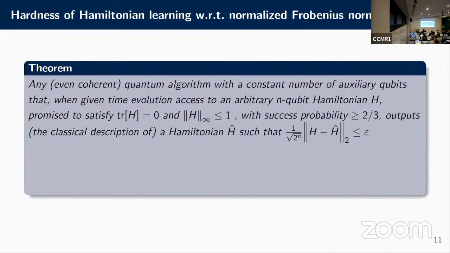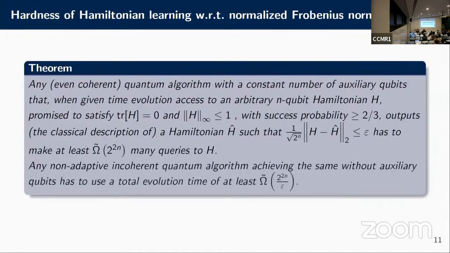So any algorithm that actually solves the learning problem has to make at least 2 to the 2n many queries to H. And if you restrict yourself to non-adaptive incoherent quantum algorithms, you get 2 to the 2n divided by epsilon. So this says that learning in some sense is still hard for this problem if you don't make the locality assumption, right? The point is that this learner cannot use the fact that it's looking at a k-local model, because you don't know that, right?